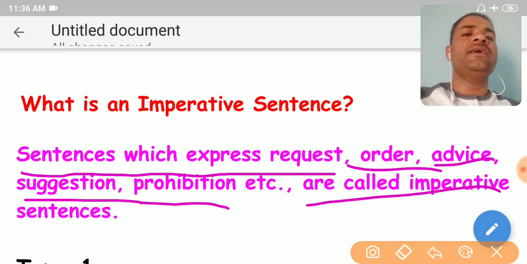are called imperative sentences. So, my dear friends, an imperative sentence is used only with the second person. An imperative sentence is used only with the person who is standing or sitting in front of us. So, an imperative sentence is used with the second person, my dear friends.